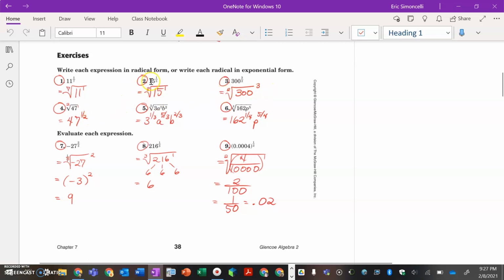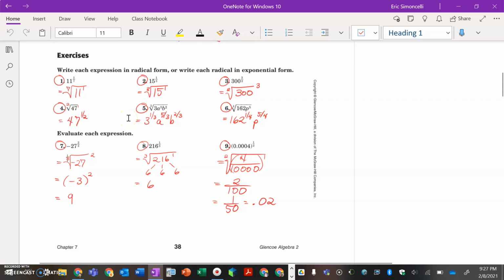You can see numbers 2 and 4 are very much similar, except on number 4, you're rewriting from radical form to exponential. So it's a square root, therefore the denominator of the exponent is 2. 47, of course, is your base because that's the radicand, and again, because it's to the first power underneath the root, it becomes the numerator of your exponential form.